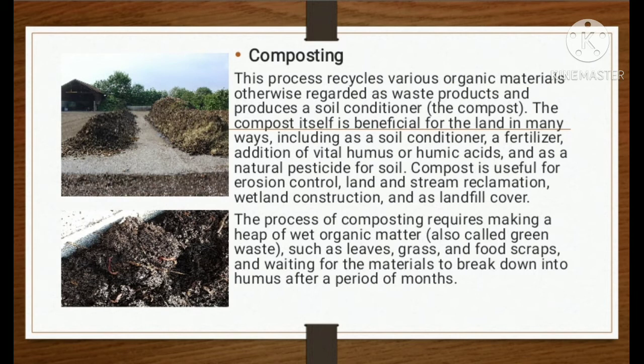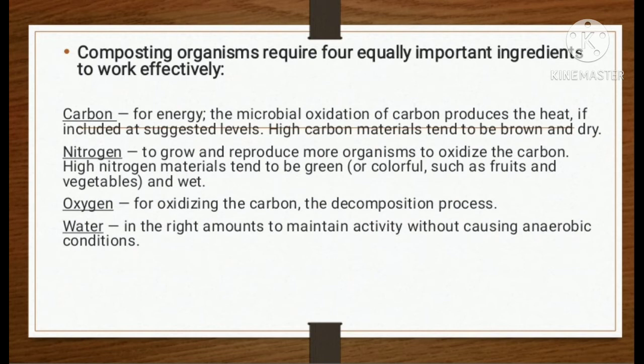The process of composting requires making a heap of wet organic matter, such as leaves, grass, and food scraps, and waiting for the materials to break down into humus after a period of months. And composting organisms require 4 equally important ingredients to work effectively: the carbon, nitrogen, oxygen, and water.